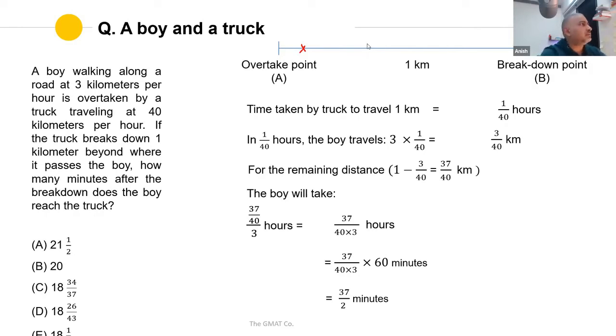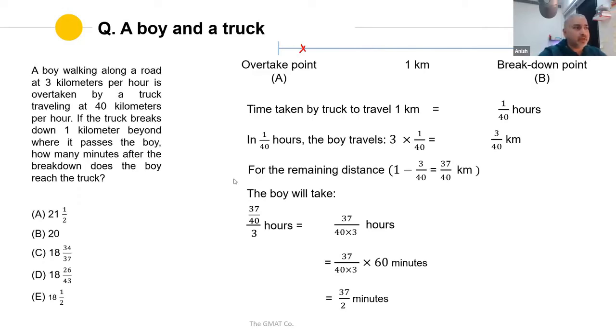Where's the last option? There we go. The answer is E. Not B, which actually was the most common answer. And why you guys would have got B, I'm guessing, is because you did not take this portion into account.